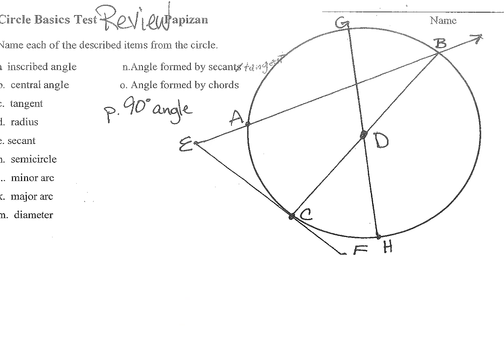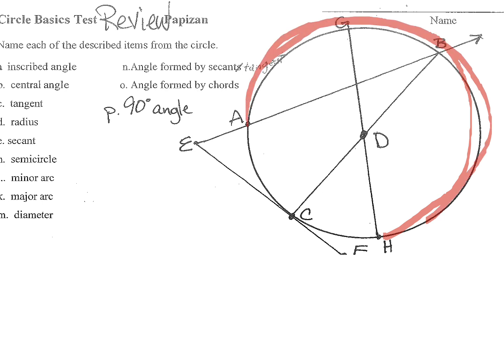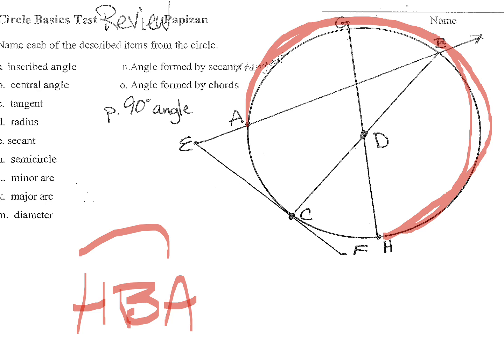And there's several of those. A to B, A to C, C to H. H to B would still be minor. Alright, and then a major arc is going to be more than halfway around. So something like H, B, A. More than halfway around the circle. 3 letters, H, B, A, but don't get it confused with a semicircle, which is exactly half. Major arc has 3 letters, semicircle has 3, and the minor only has 2.